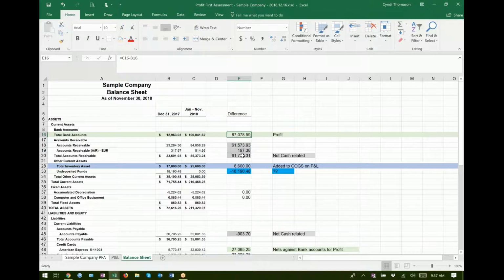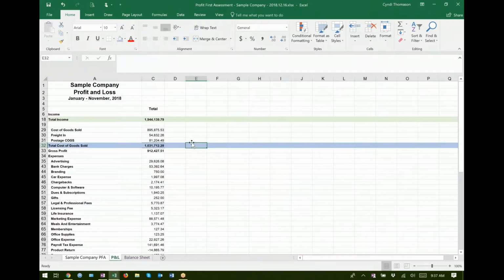In this case, we're looking for our inventory asset information. At the end of our time period, in November of 2018, our balance was $25,600. At the beginning of the year, or the end of last year, it was $17,000. The difference between those two time periods gives us an increase in our inventory account of $8,600, and we have to add that in to our P&L information. So we want to pull that over.